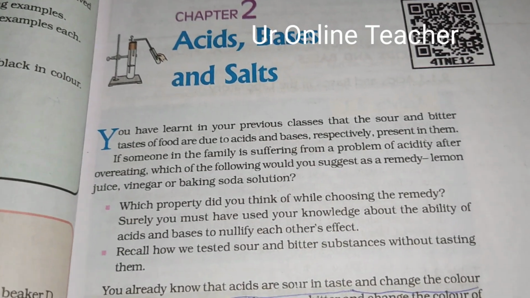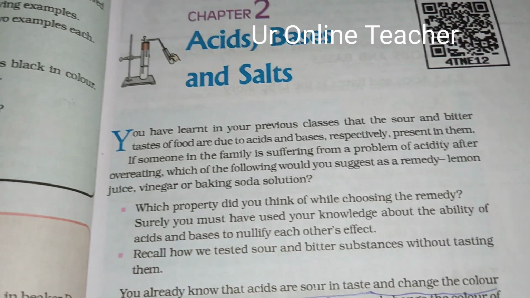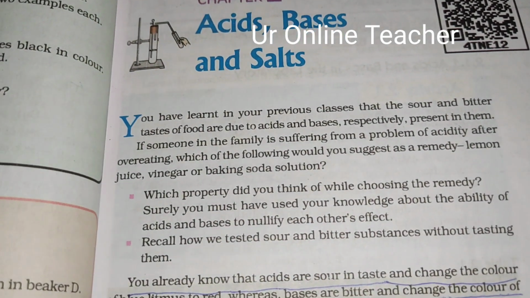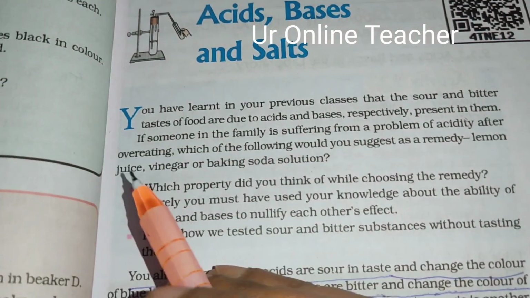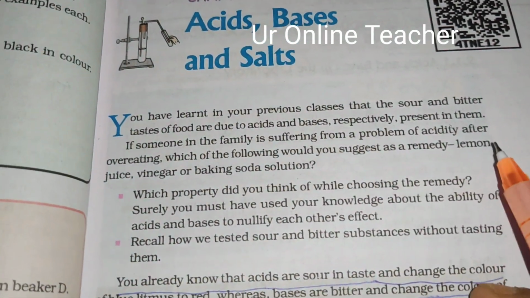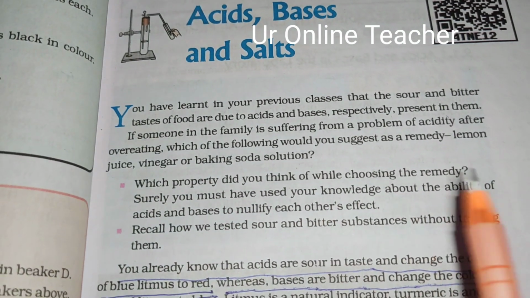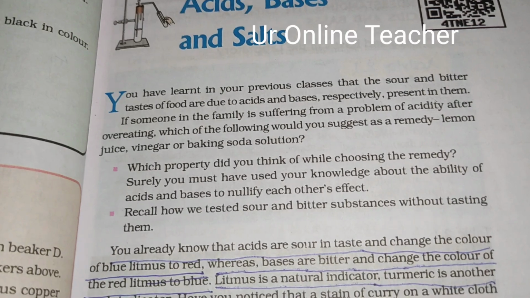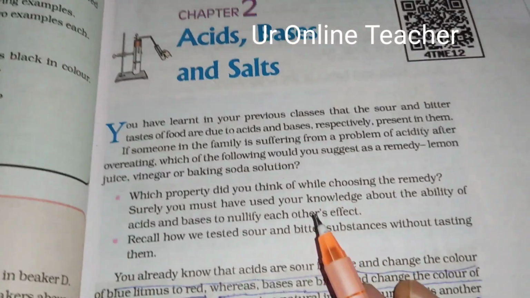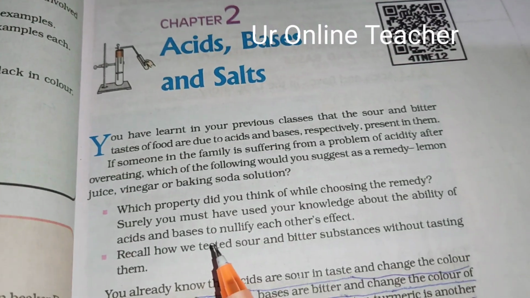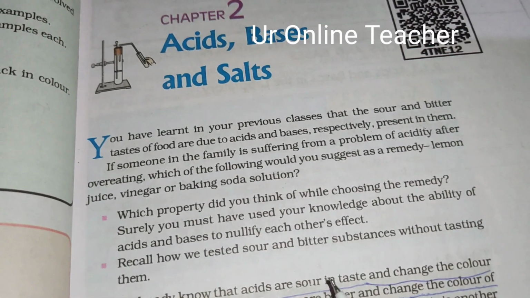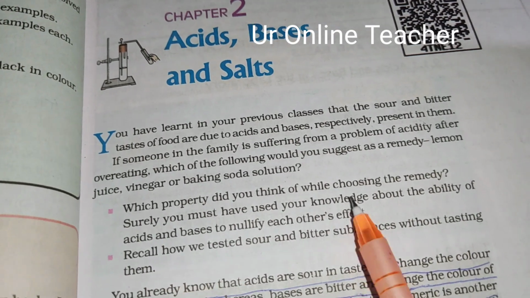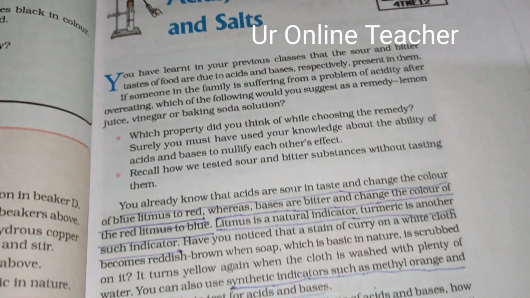If you are suffering from acidity by eating some oily food or something, what will we do? We will take one antacid, or we can do one thing as a remedy: we can add lemon juice, vinegar or baking soda solution. Why is this remedy useful to us? From this, what knowledge are we getting about acids and bases and how to nullify their effect? How to nullify the effect of acids and bases, all this we will study in this chapter.